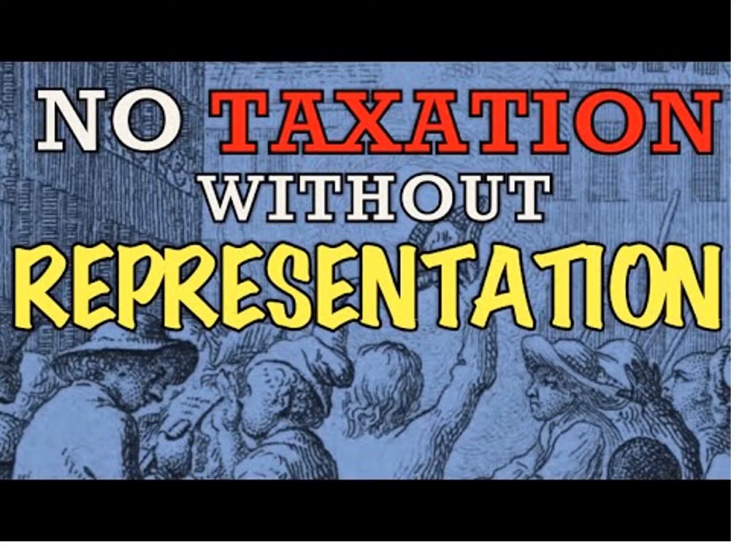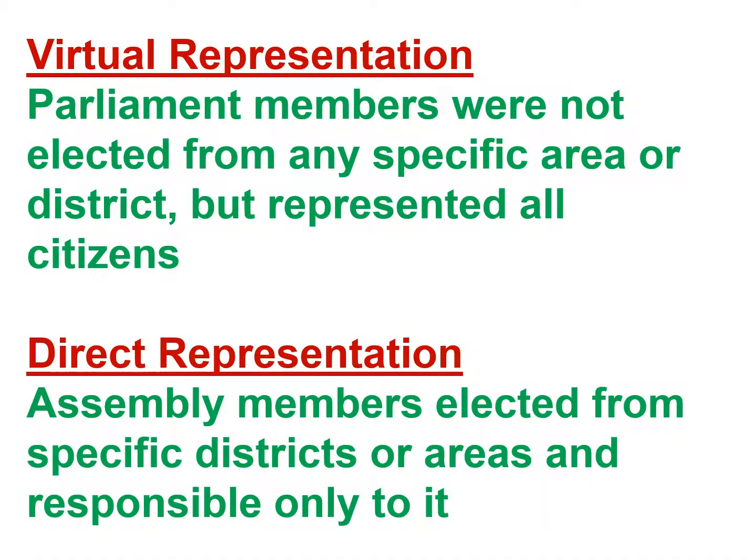Part of the thing that angered the colonists the most about direct taxation from the British government was they felt they had no representation in Parliament. They would say, we're being taxed without representation, and there should be no taxation if you aren't represented. The Americans saw representation as direct representation. By that, I mean assembly members were elected from specific districts or areas, and they were responsible only to it. This is the way the American colonial governments had begun to grow up.